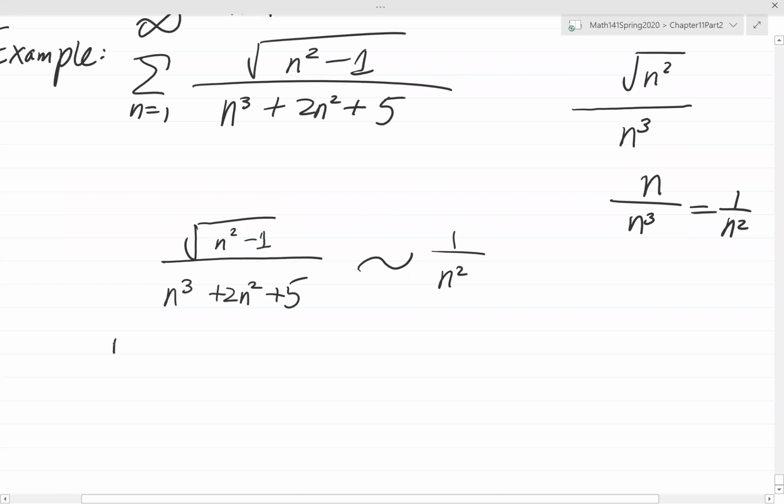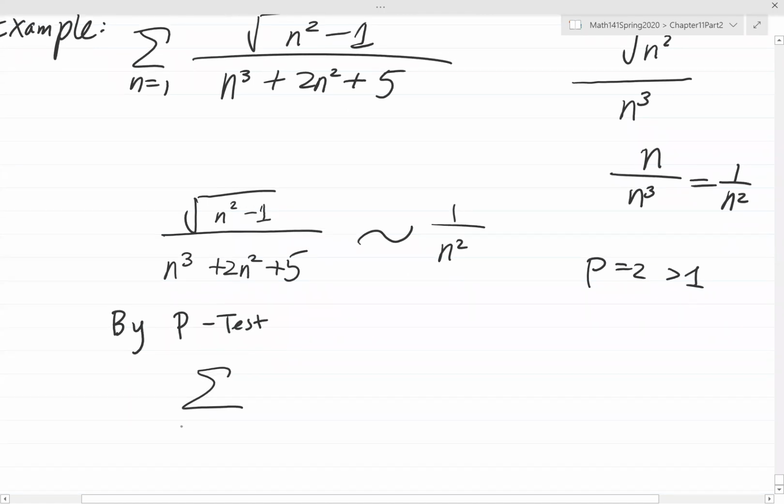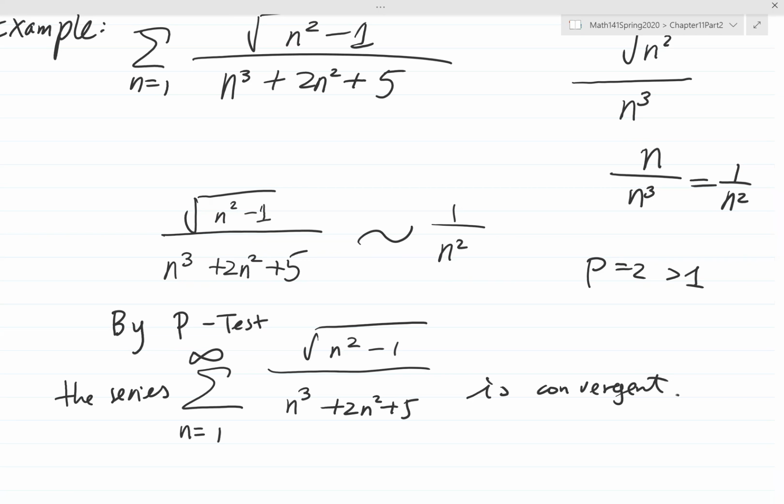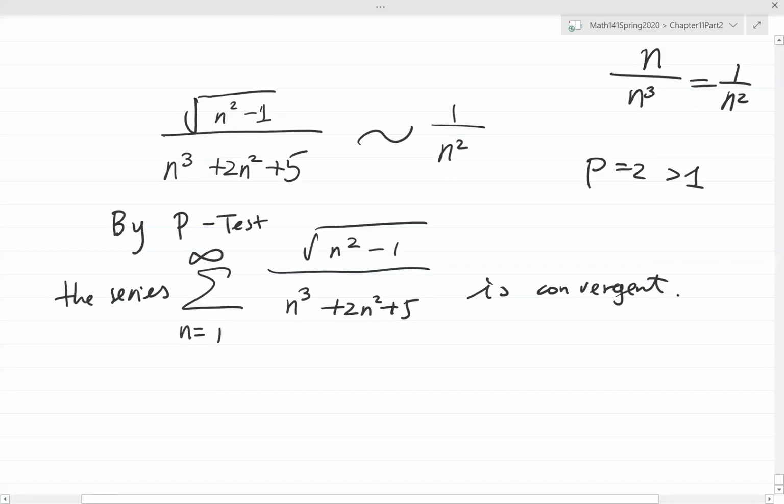Then by p-test, here p is 2, greater than 1. By p-test, the series converges, okay? Simply estimate the order, the power of n. The series is convergent, okay? All right. Then we're done for this section.